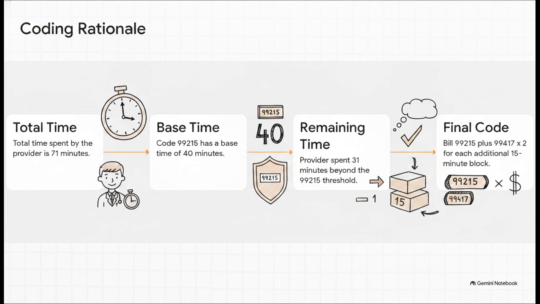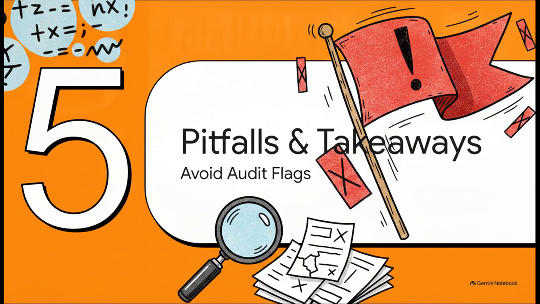Step 3, we divide that into 15-minute blocks. Well, 31 minutes neatly contains exactly 2 full 15-minute blocks, which is 30 minutes, leaving just one single unbilled minute left over. So Step 4 gives us our final, perfectly compliant code string. 99215 for the primary visit, plus 99417 times 2 units. By working through it step by step like this, you're maximizing legitimate reimbursement for the provider while making absolutely sure the math is audit-proof. That brings us to Section 5, Pitfalls and Key Takeaways.